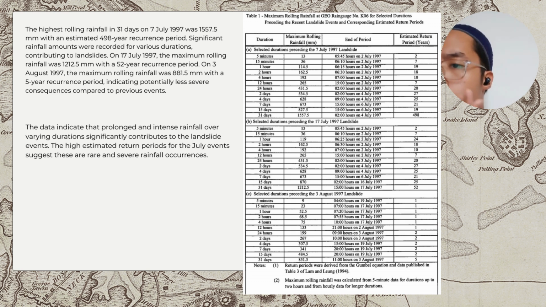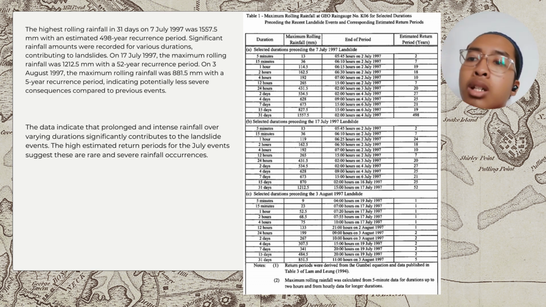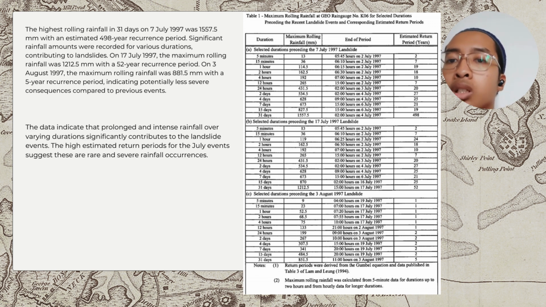On 17 July 1997, the maximum rolling rainfall for 31 days is 1,212.5 mm, with an estimated return period of 52 years. Key durations with high rainfall include 2 hours at 162 mm, 1 day at 431.5 mm, and 15 days at 870 mm. Similar to the 7 July event, intense rainfall over an extended period contributed to the landslide.